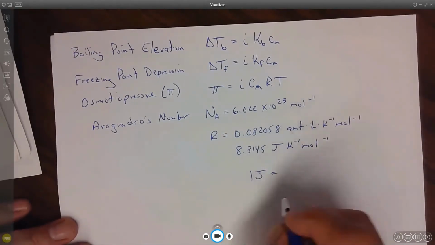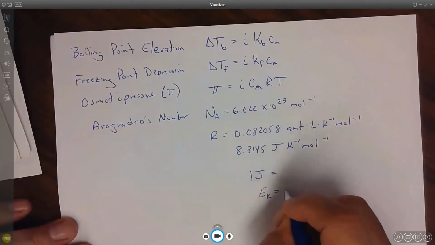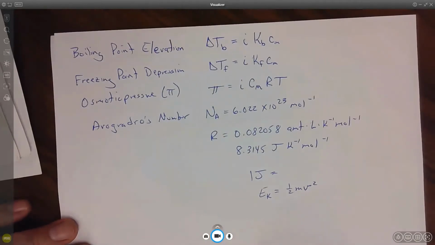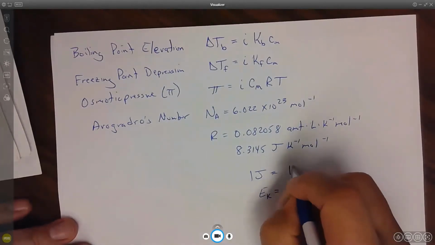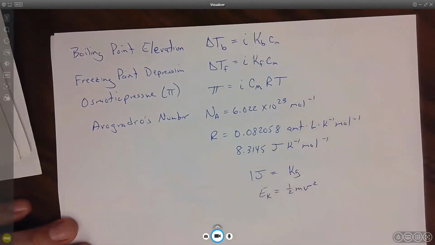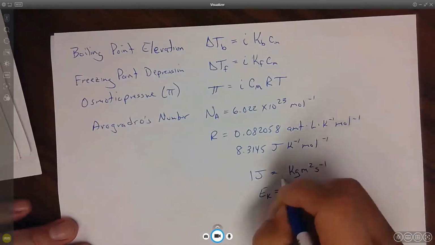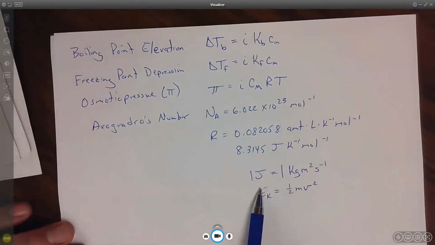to, you can think of this, right? We know that kinetic energy is equal to 1/2 the mass times the velocity squared. Well, the SI unit of mass is a kilogram. The SI units of velocity are meters per second, but they're squared, so it's meters squared per second squared. And so there is the conversion between joules and kilograms.